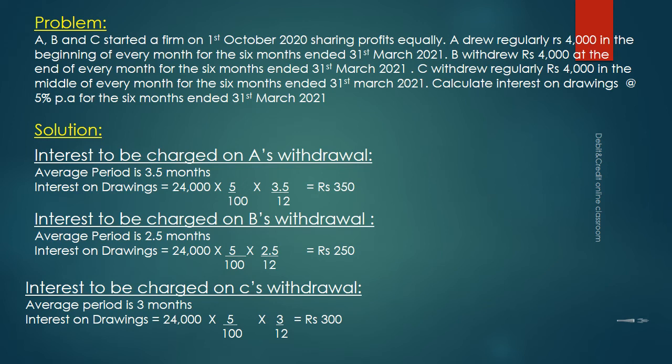And B is withdrawing at the end of the month. So interest to be charged is equal to 24,000 into 5 by 100 into 2.5 divided by 12, which is equal to 250. Now C is withdrawing in the middle of the month. So the average period is 3. Interest on drawings will be 24,000 into 5 by 100 into 3 by 12 is equal to rupees 300. So these are the formulas to be applied to find out the interest on drawings and to calculate the average period.